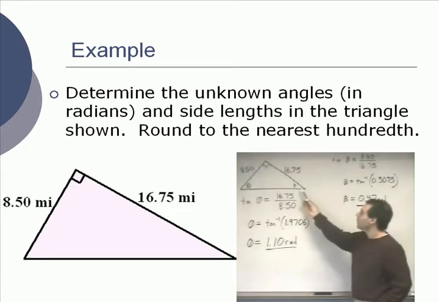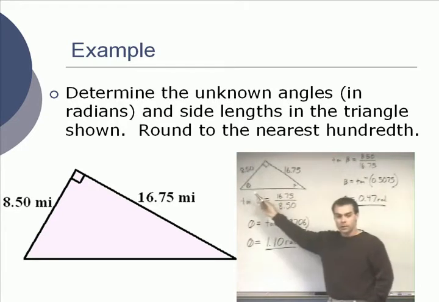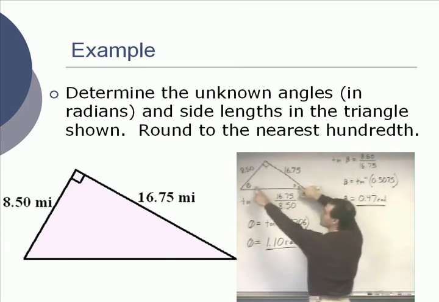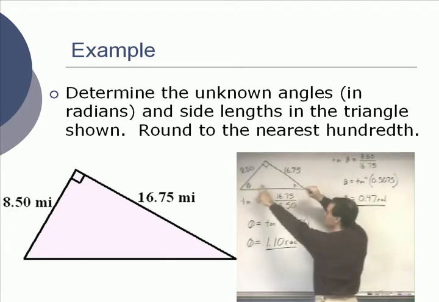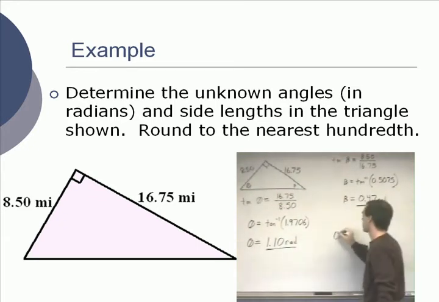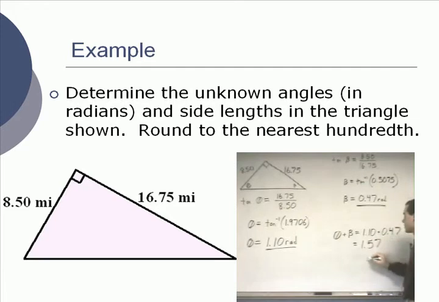If we're in radians, all three of these angles, a little review from yesterday, if you're talking about radians, all three angles have to add up to what? Pi. Now, that 90 is pi over 2, which means these two have to add up to half a pi. 1.10 plus 0.47, this is just kind of a check. This isn't necessary for the problem. Theta plus beta is equal to 1.10 plus 0.47. 1.57, that's pretty close to half a pi, so we're good. It works out.